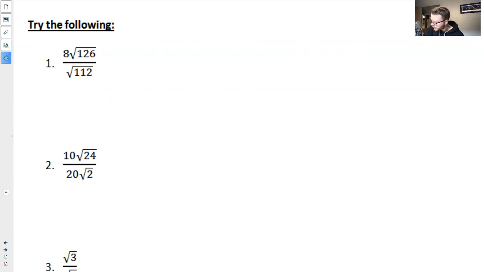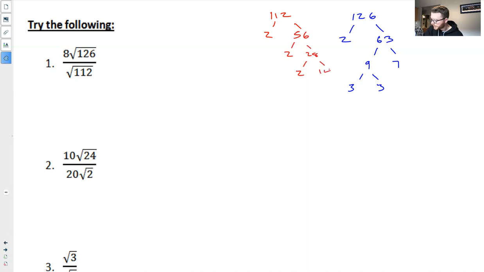Okay, so let's start with 126. That will be broken down into 2 and 63. 63 can be broken down to 9 and 7. 9 is broken down to 3 and 3. Okay, so that is root 126. Now let's do the same for root 112. We get 2 and 56. We get 2 and 28, 2 and 14, and then 2 and 7.